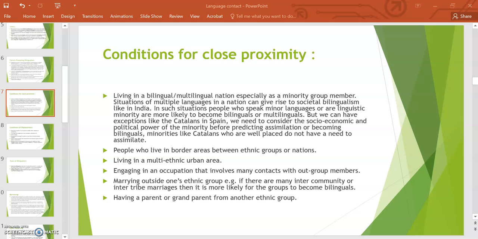Another, having a parent or grandparent from another ethnic group. So, of course, if you have a parent or grandparent who speaks another language, then that is more likely, or it can be one of the motivations that will make you learn a new language or expose you to a new language since you are a child, thus making you acquire it.